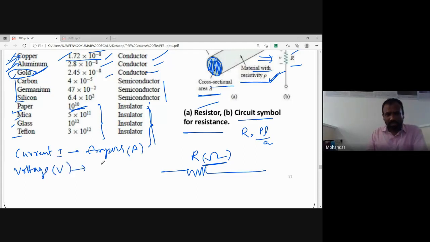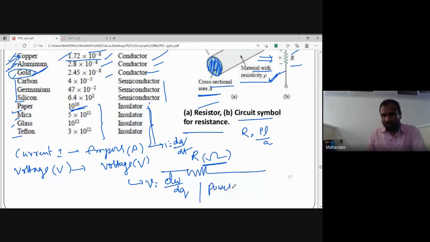V. Units are volts. How to define a voltage? Work done to move a charge. Mathematical expression is I equals dq by dt, and mathematical expression is V, work done per charge. Next, we discussed about the power, P, time rate of energy, that is dW by dt. Units are watts. Later, we discussed about node, branch, loop.